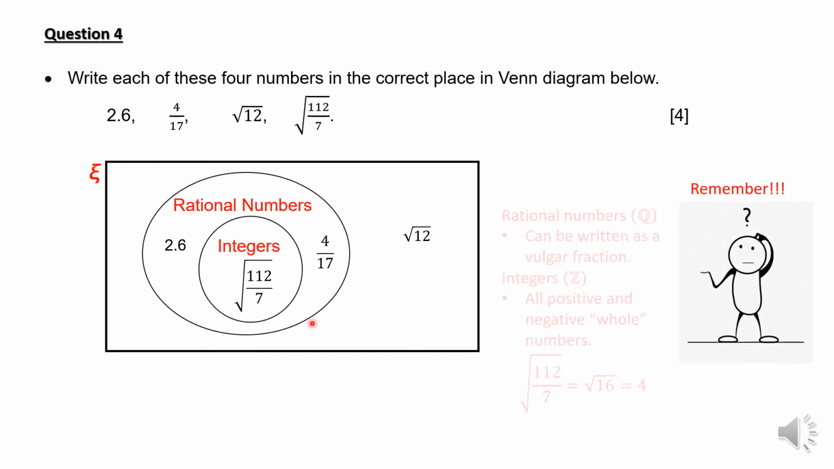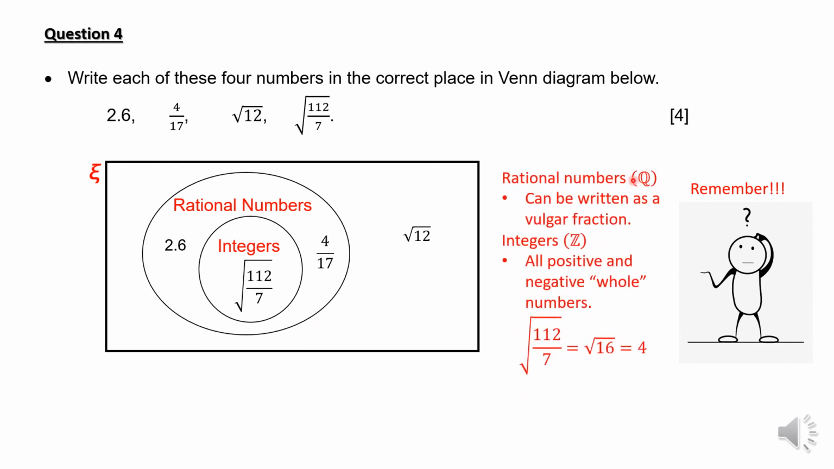Maybe just something that you should remember: rational numbers are represented by a Q. Irrational is a Q with a dash. And integers are represented with a Z. So 112 by 7 is 16, the square root of 16 is 4, so the answer is 4, and 4 is an integer. Integers are positive or negative whole numbers, including 0. 0 is also an integer.